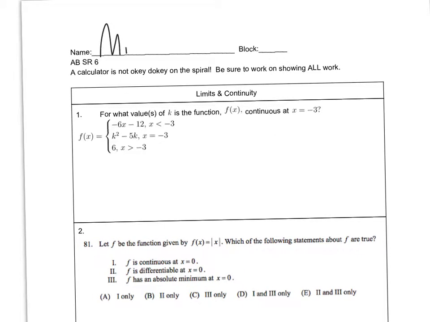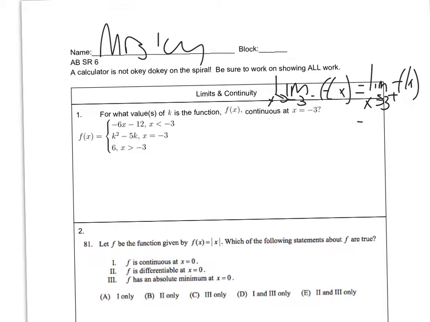All right, Mrs. Key. For what values of k is the function f of x continuous at -3? In order for us to be continuous, we need the limit as x goes to -3 from the left to equal the limit as x goes to -3 from the right to equal f of -3. So we need all those things to be true.